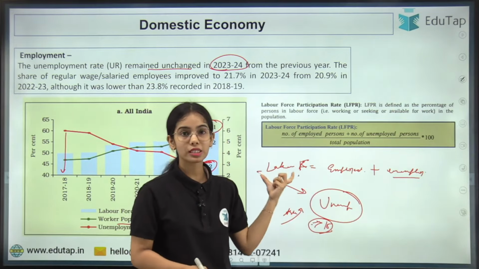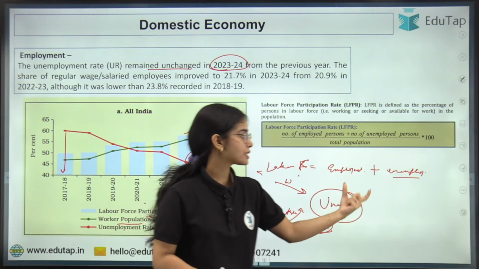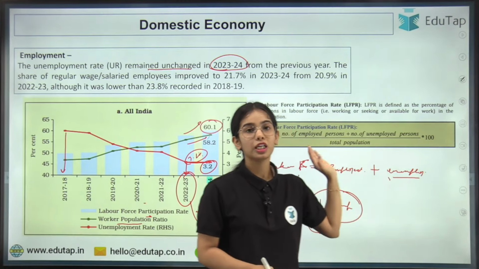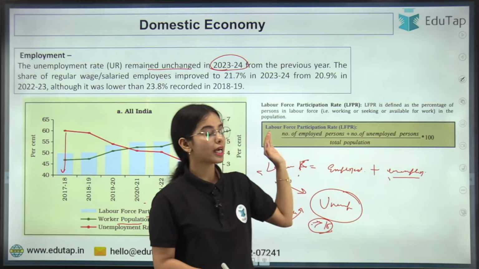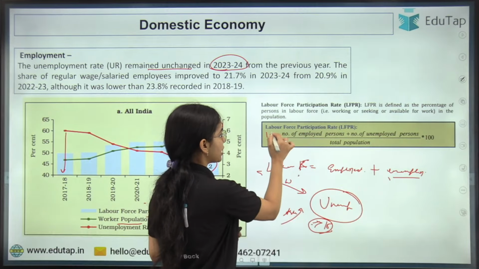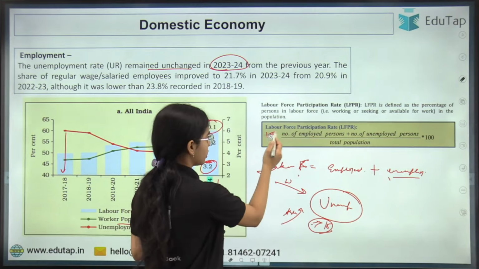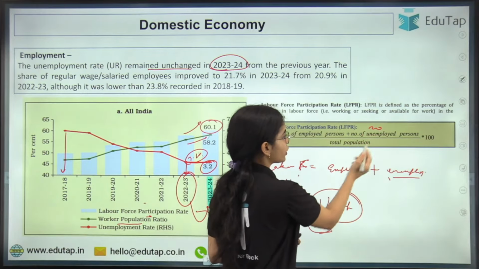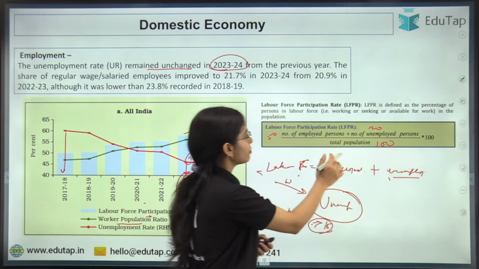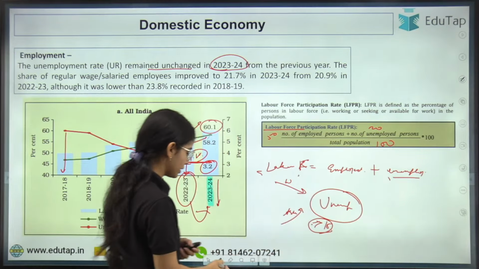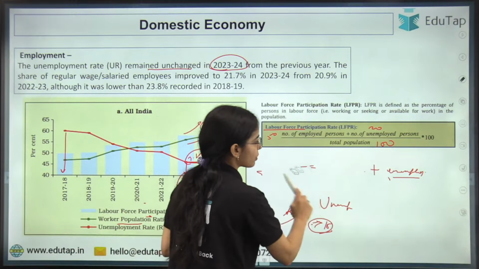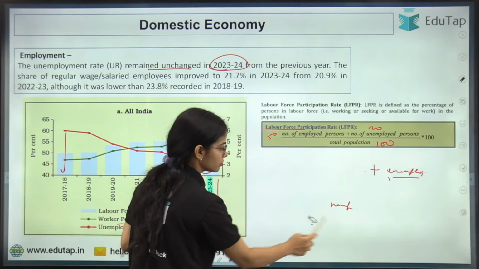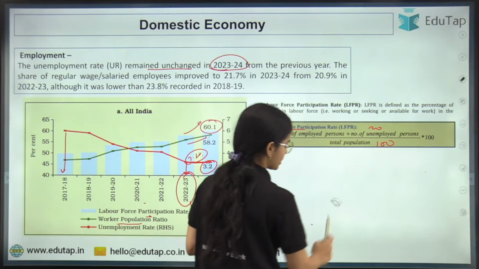So, the labor force consists of the employed people in the country plus the unemployed people in the country. Labor force participation rate means the number of employed people, let's say 50 people are employed, and let's say 20 people are unemployed, out of the total population of 100. So what is the labor force participation rate here? Can you calculate this? Tell me the labor force participation rate.